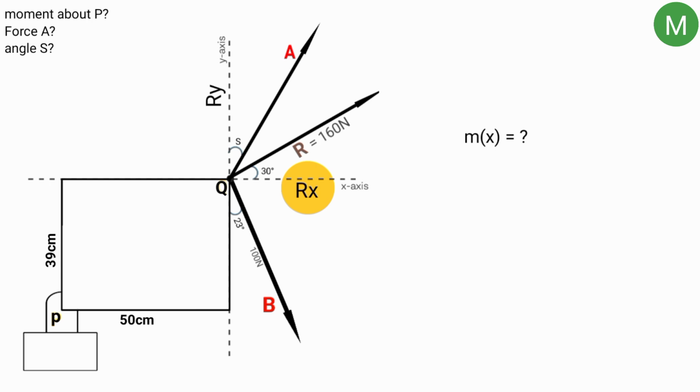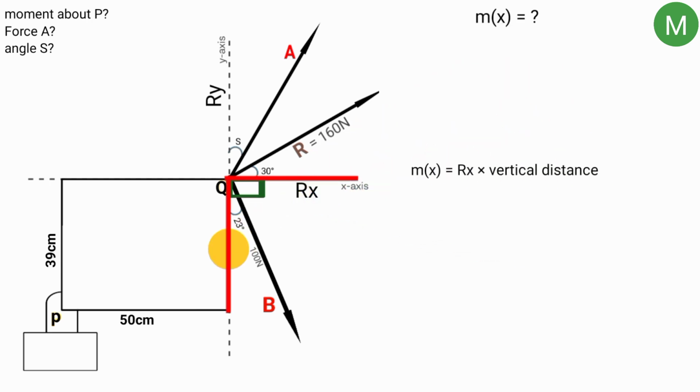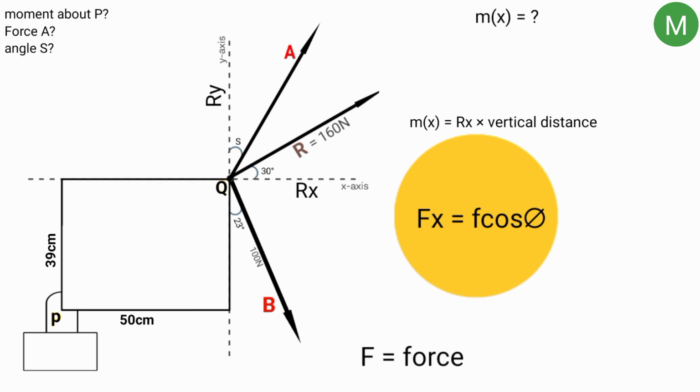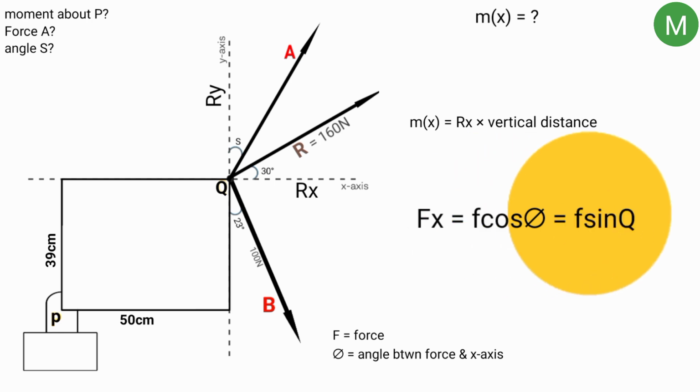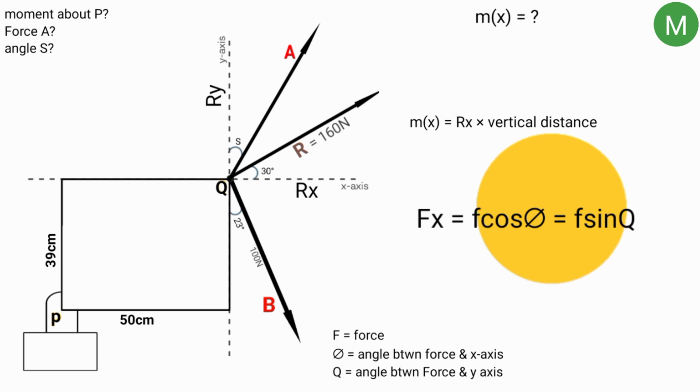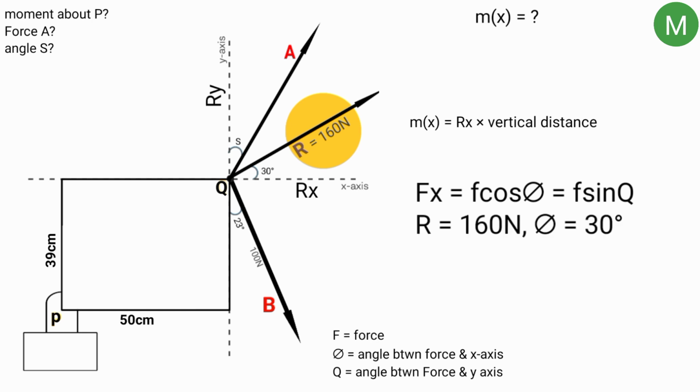The moment caused by the x component is the x component times the vertical distance. The x component of a force is F cos theta, where F is the force and theta is the angle the force makes with the x-axis, or F sin Q if Q is the angle the force makes with the y-axis. But here we have the angle the resultant force makes with the x-axis, which is 30 degrees, and the resultant equal to 160 Newton. So therefore its x component is 160 cos 30 degrees.